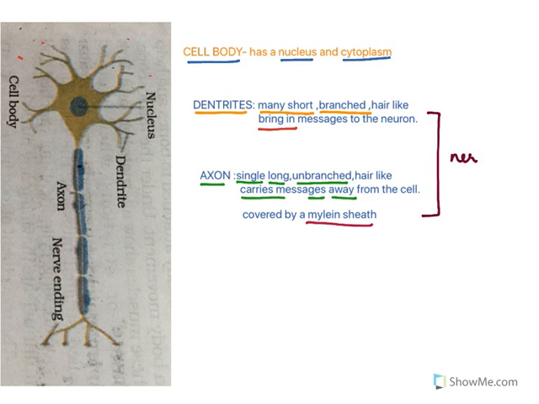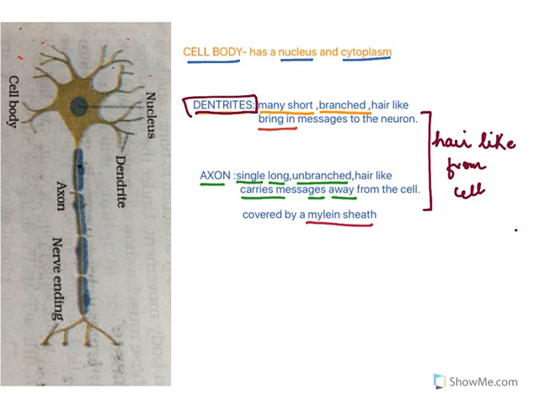So these hair-like projections that arise from the cell body are of two types. You have one, the dendrites, which are short, branched and hair-like, and there are many in number, and we have the axon, which is single, long and unbranched. The messages come in through the dendrites, and it's the axon that carries the messages away from the cell.